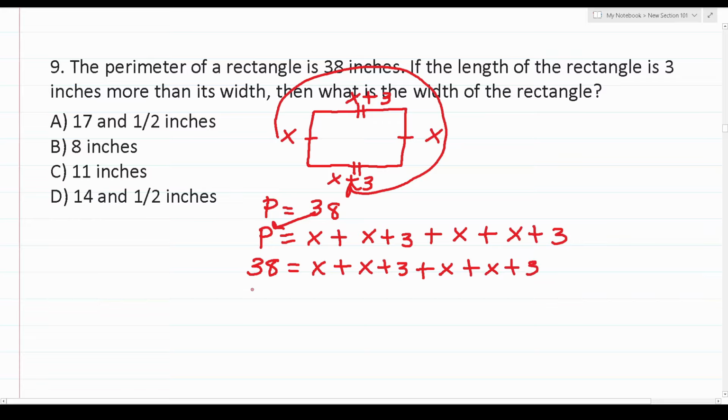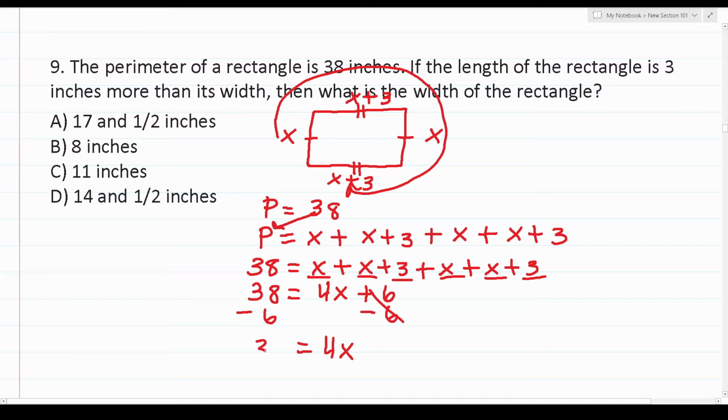Let's go ahead and combine like terms now. We have x, x, x, and x. That is, we have 4 x's, and then we have 3 and 3, which is 6. All right, so it should be obvious at this point that if we solve for x, we'll figure out what the width of this rectangle is, since we can see that the width of this rectangle is just x. All right, so first things first, let's subtract 6 from both sides. This crosses out here, leaving you with just 4x on this side.